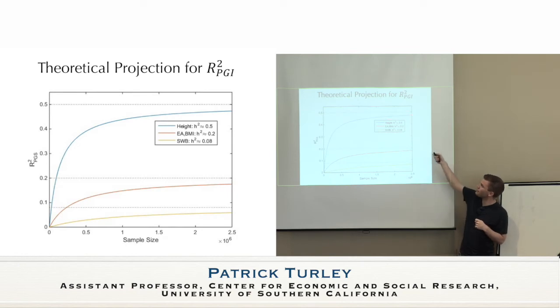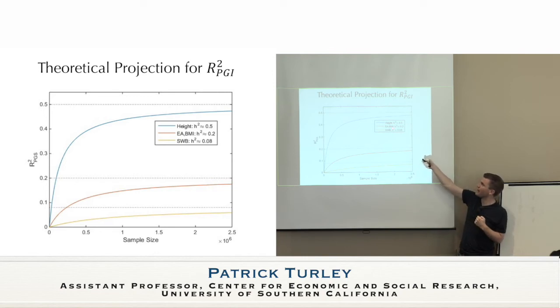So imagine that we have a trait like height, which has a SNP heritability of about 50%. Well, the expected R squared, based on our Detweiler formula, if we had, so this is sample size times 10 to the minus 6, so 1 million people, we'd expect the R squared of the height PGI to be like 40%. And eventually we'll asymptote up to 50%. You can kind of see if we went further this way, it's starting to approach that line.